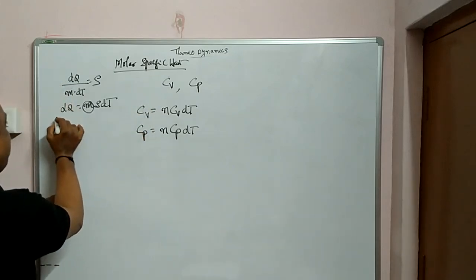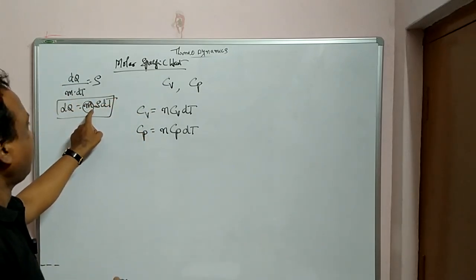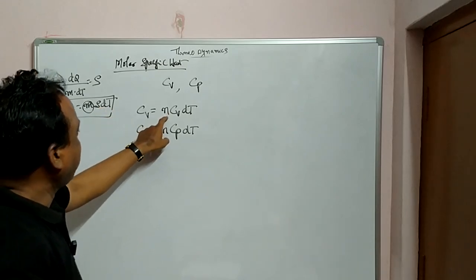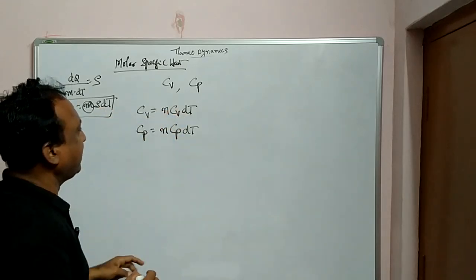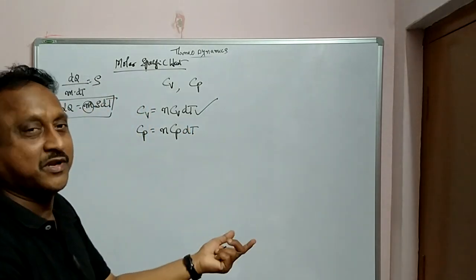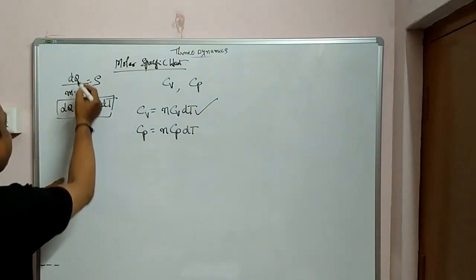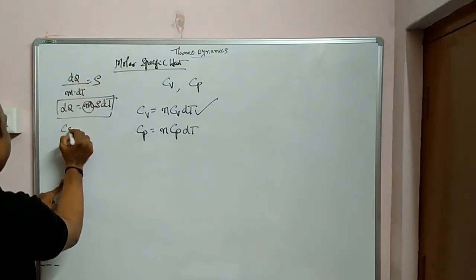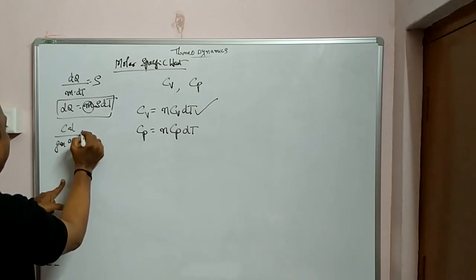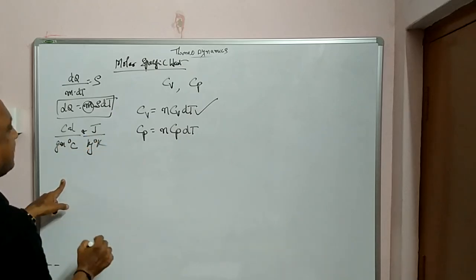Because already you have studied the heat capacity formula: mass into specific heat into temperature difference. So when molar comes, n into Cv into dT, and this one I can write in degree of freedom form also. And what are the units for this one? Calorie per gram degree centigrade or joule per kg degree Kelvin.